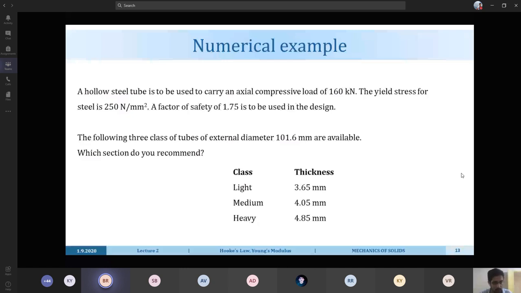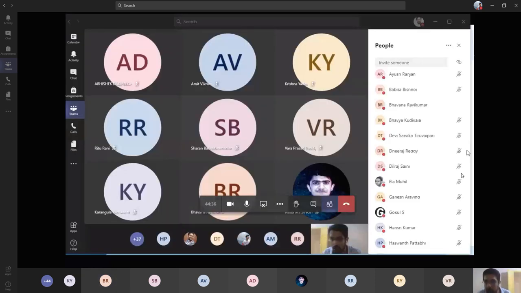Millimeter square. Now, okay, fine. I will ask another student. Ayush, are you here now? Ayush Ranjan.